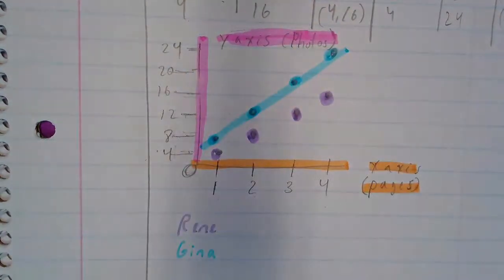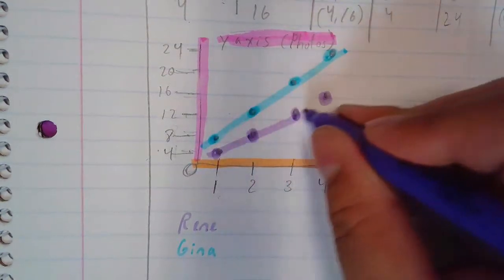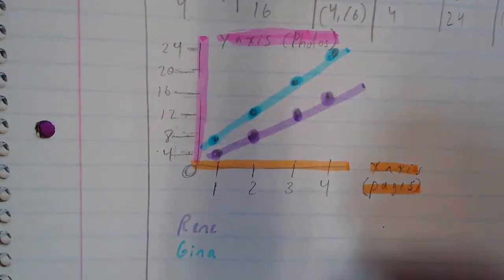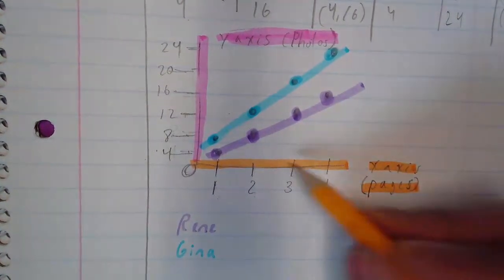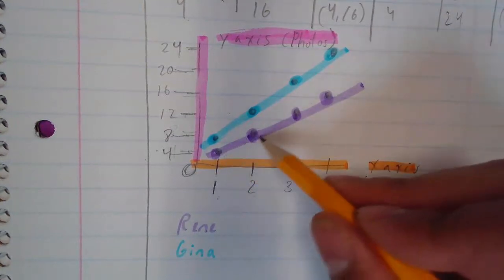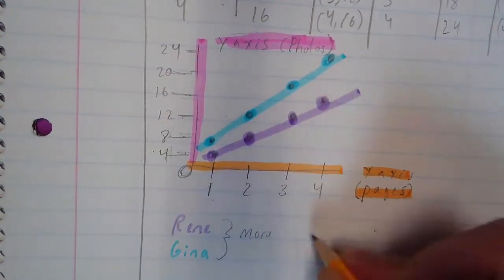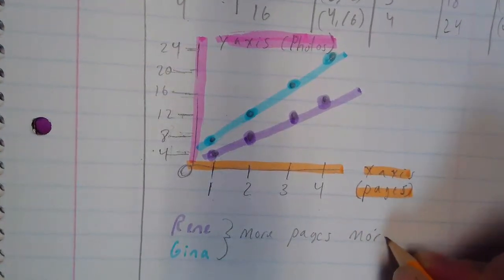You don't have to connect the lines if you don't want to, but I want you to see a line that actually forms. Because this would be the question, right? Who has the steeper line? What do these lines show? Well, for Renee, the more pages she puts down, the more photos she puts in. So you're going to see the number of photos increase. More pages, more photos. I think that's true for both of them.